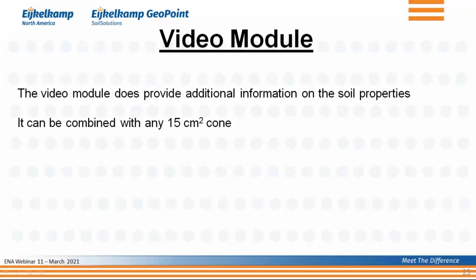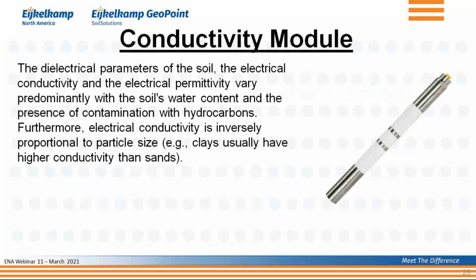Once again, just like the seismic module, it does provide you with additional information, and the only requirement is that it has to be combined with a 15 square centimeter cone. It is simply to provide sufficient space inside the module to put the camera and all the associated instrumentation in there. So it's a step module. The next one that I want to talk about is the connectivity module.